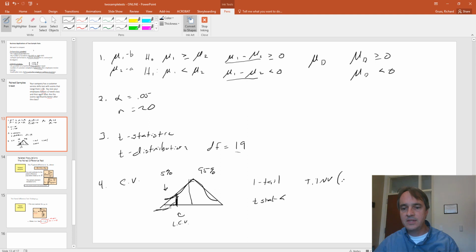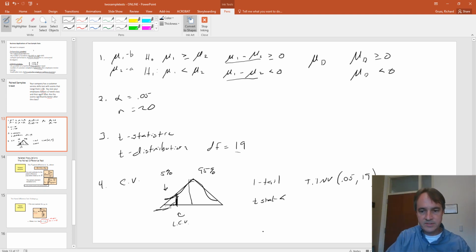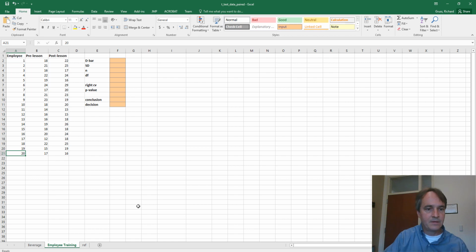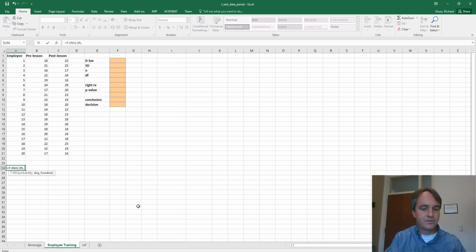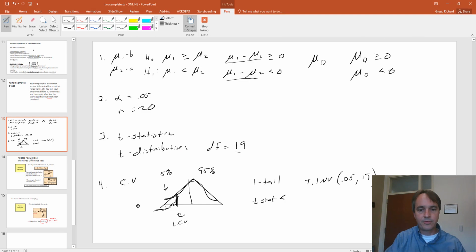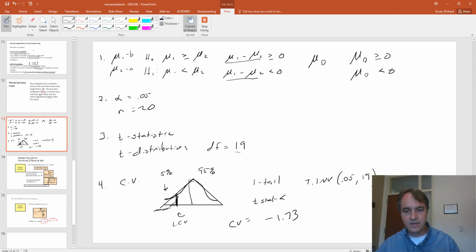So now we're going to do T_INV 0.05, and then we just need our degrees of freedom, which is 19. Let's go into Excel real quick and find that. So we just need to do T inverse. Probability 0.05 and degrees of freedom 19. Okay, so negative 1.73. Our critical value is negative 1.73. And we only need one because we're doing a one-tailed test.